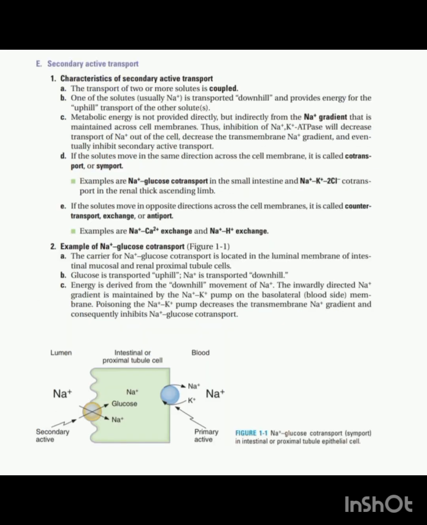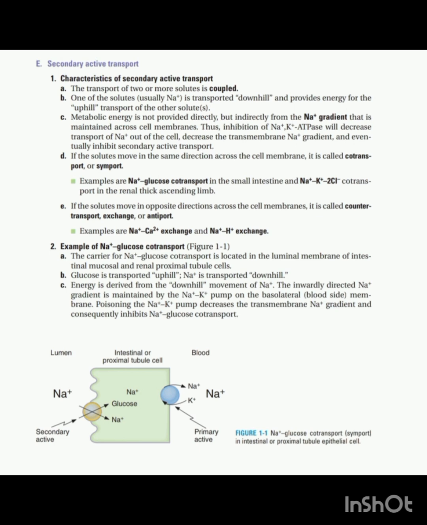Okay, so let's talk about the secondary active transport. In secondary active transport, the energy is derived secondarily from the energy that is originally created by the primary active transport. And it is of two types, counter transport and co-transport. Co-transport is when the solutes move in the same direction across the cell membrane, and counter transport is when the solutes move in opposite directions across the cell membrane.